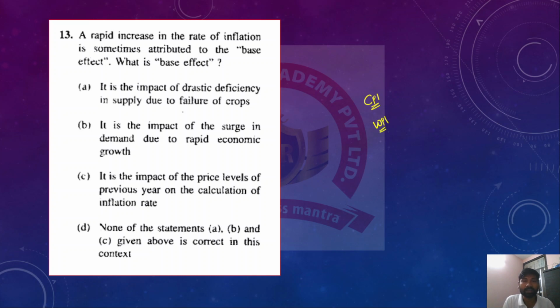Now the question is, a rapid increase in the rate of inflation is sometimes attributed to base effect. What is a base effect? Option A, it is the impact of drastic deficiency in supply due to failure of crops. Option B, it is the impact of the surge in demand due to rapid economic growth. Option C, it is the impact of price level of previous year on calculation of inflation rate. Option D, none of the above. Which of the statements A, B, or C given above is correct in this context?